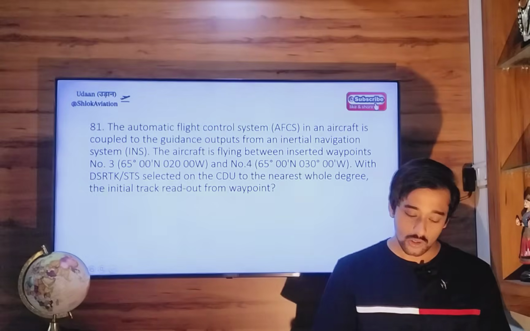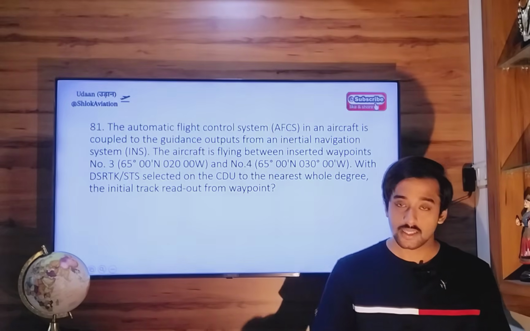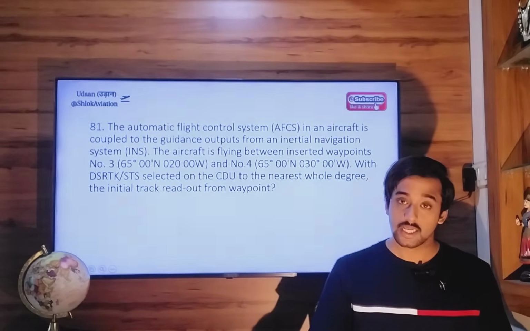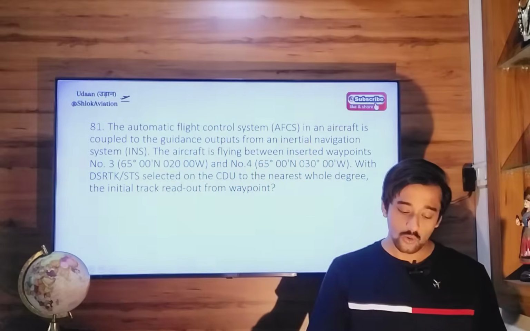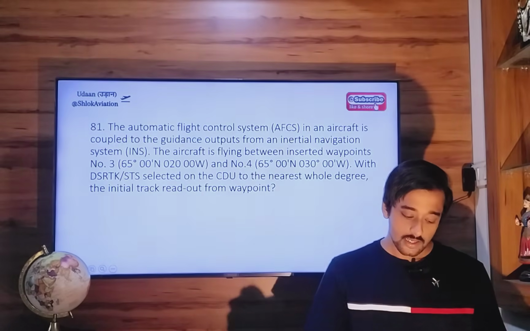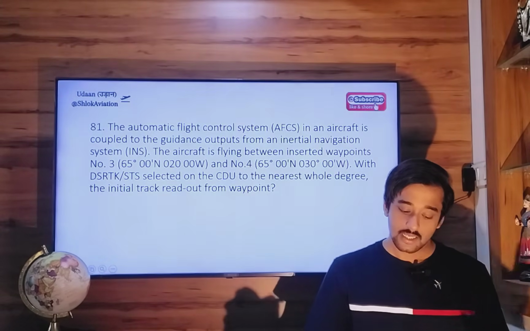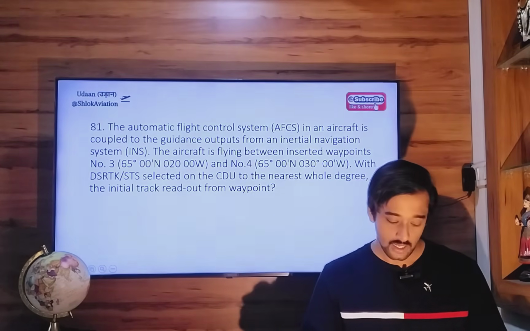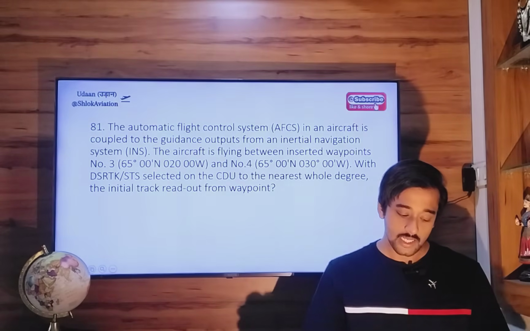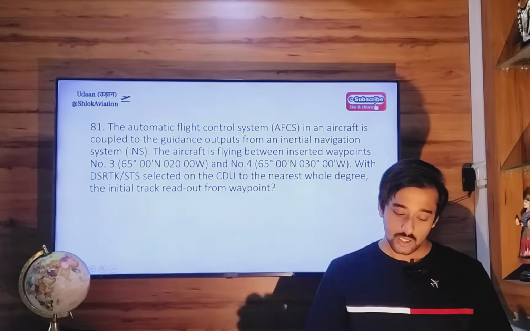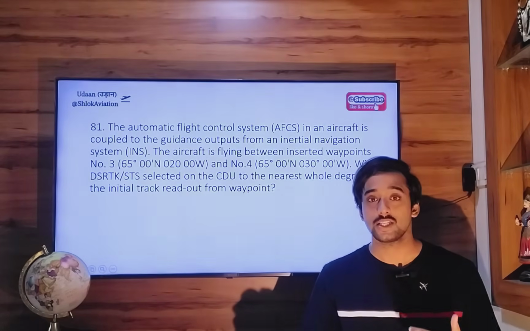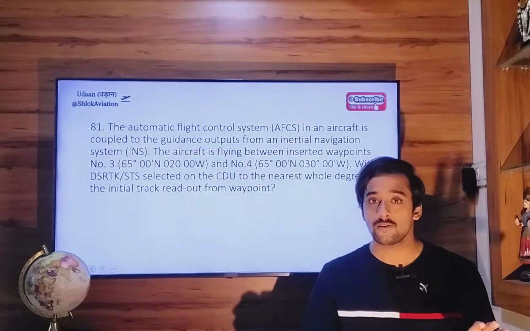The automatic flight control system in aircraft is coupled to the guidance outputs from an inertial navigation system. The aircraft is flying between inserted waypoints. So there are two waypoints that you have input: 65° north, 20° west, and 65° north, 30° west. That means both positions are located on the same latitude but different longitudes. With desired track selected on the control display unit to the nearest whole degree, what is the initial track readout from the waypoint? Initial track at the point of departure.